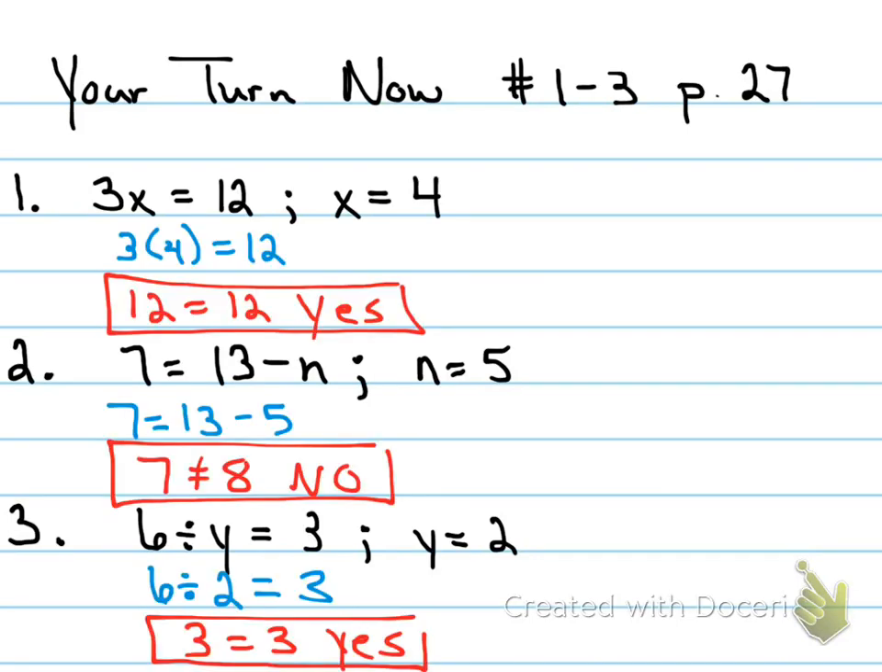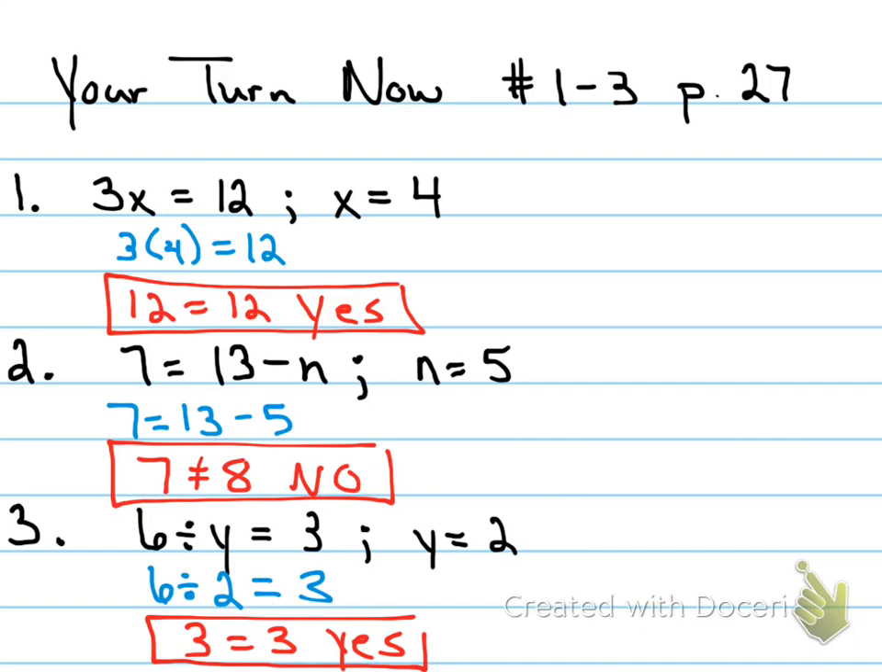All right, so let's go over the answers now. On number 1, you should have shown a substitution. 3 times 4 equals 12. Now simplify both sides. So 3 times 4 is 12. 12 equals 12. Yes, that's what should be boxed as your answer.